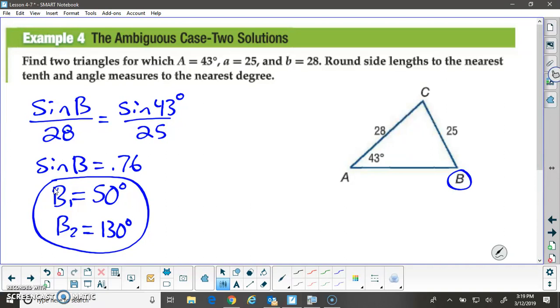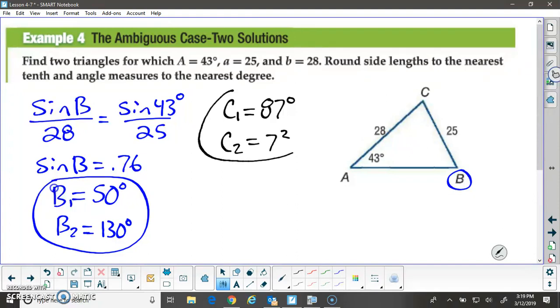now if we take angle A and add B1 and add C1, that should give us 180 degrees. So 43 and 50 degrees gives you 93. Subtract that from 180 and you get 87 degrees. Now angle A plus B2 plus C2 has to add up to 180 degrees as well. So if we add 43 and 130, that gives us 173. And so angle C2 is 7 degrees. There's your two possible measures for angle C.